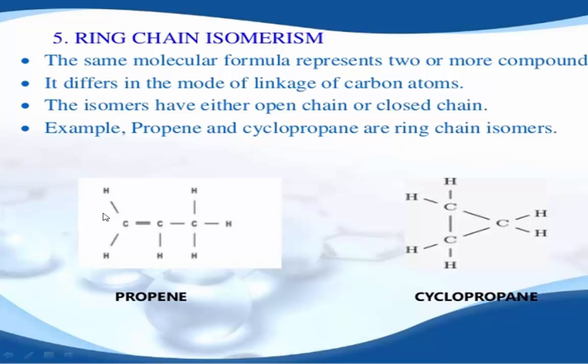Here it is in open chain structure. This is the structure of propane, and this one is the cyclic ring structure. This is one of the cyclopropane. It is observed in presence of a cyclic ring. The other is present in open chain, but they have same molecular formula.